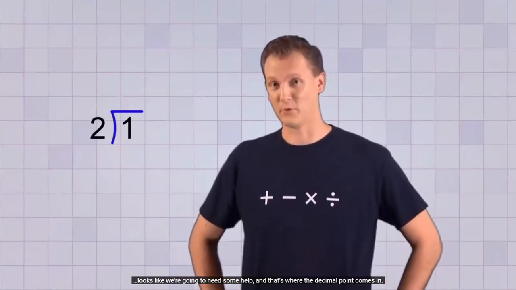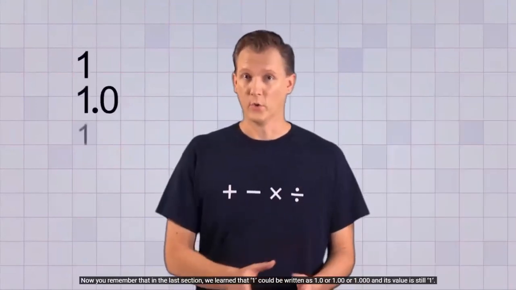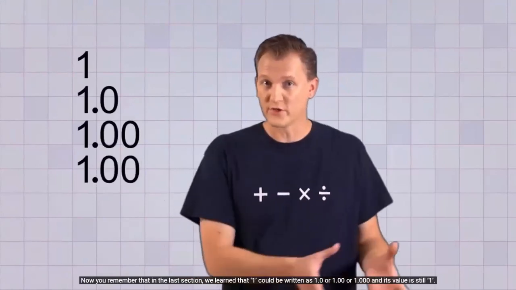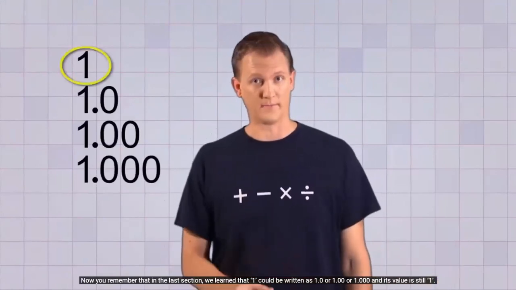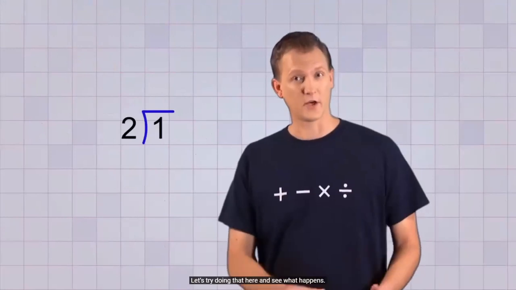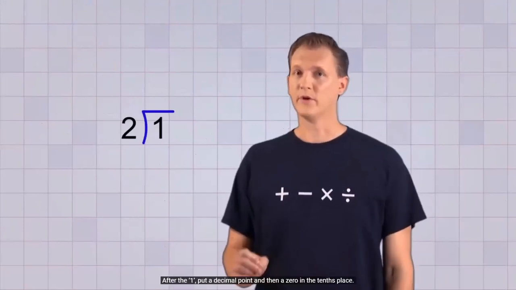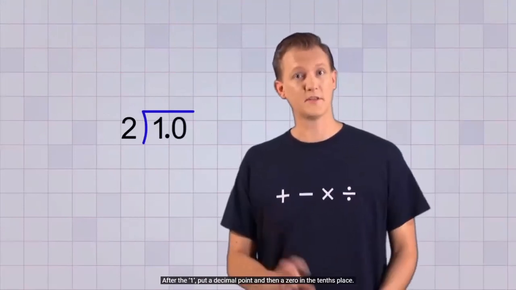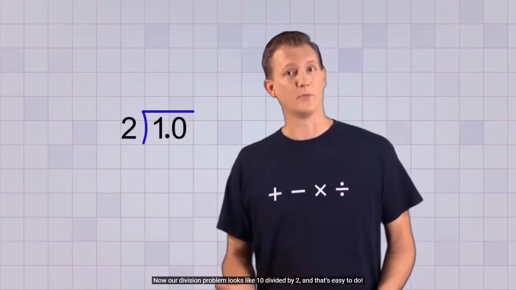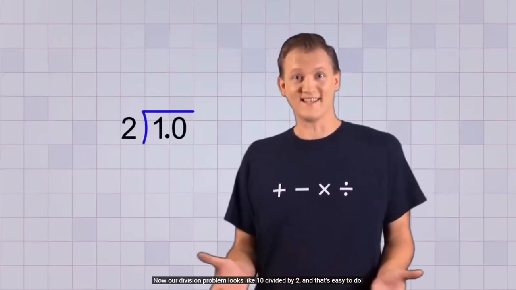And that's where the decimal point comes in. Now you remember that in the last section, we learned that 1 could be written as 1.0 or 1.00 or 1.000, and its value is still 1. Let's try doing that here and see what happens. After the 1, put a decimal point and then a 0 in the tenths place. Now our division problem looks like 10 divided by 2, and that's easy to do.